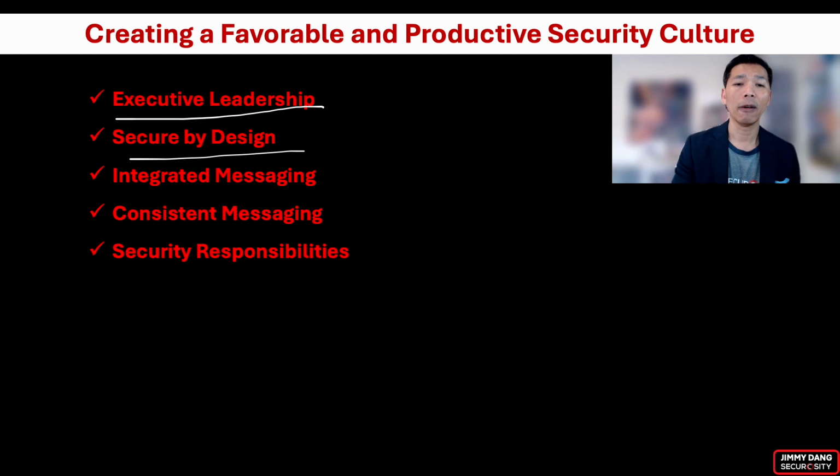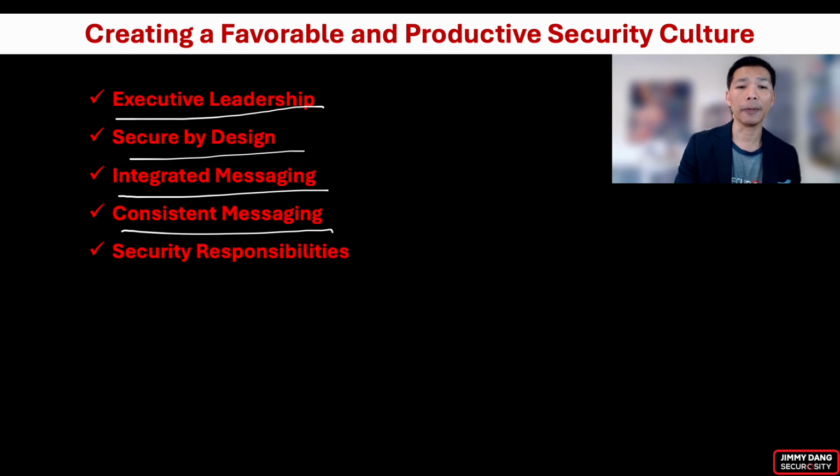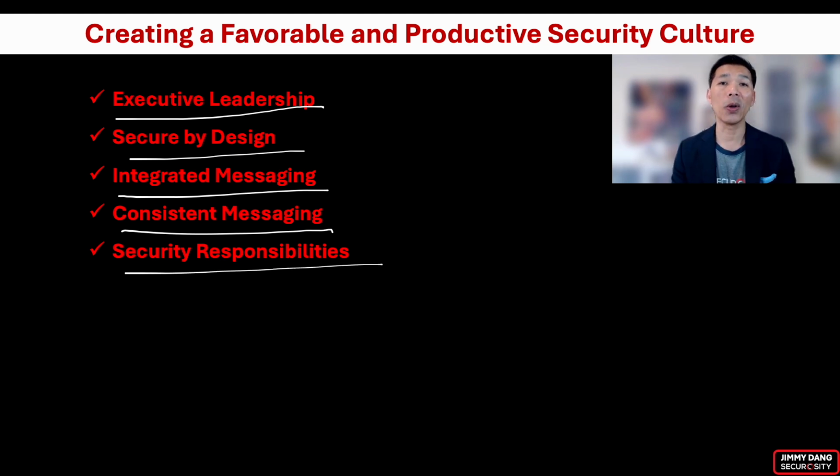organizational activities. Followed by integrated messaging, incorporating messages about asset protection and information security into existing communication, such as newsletters. Next, consistent messaging, ensuring that every individual receives a consistent message emphasizing the importance of sound security practices. And finally, security responsibilities. We know that security is everyone's responsibility, so include security responsibilities in all job descriptions.